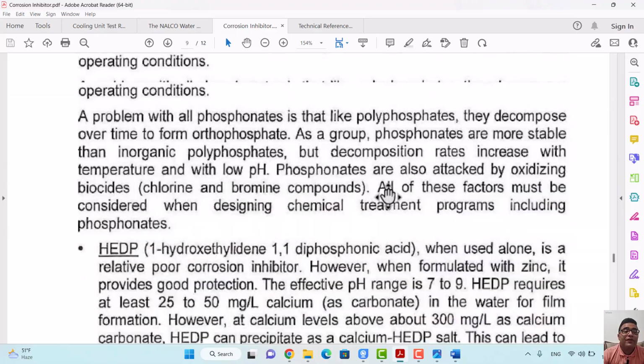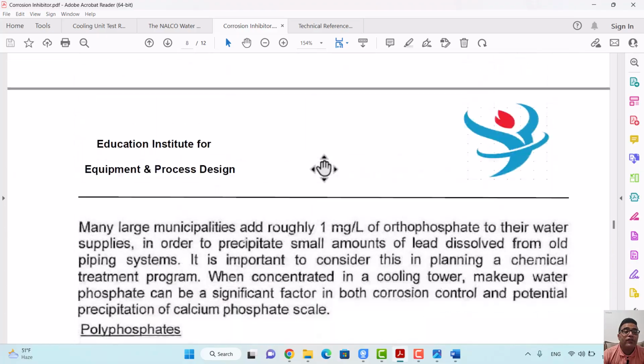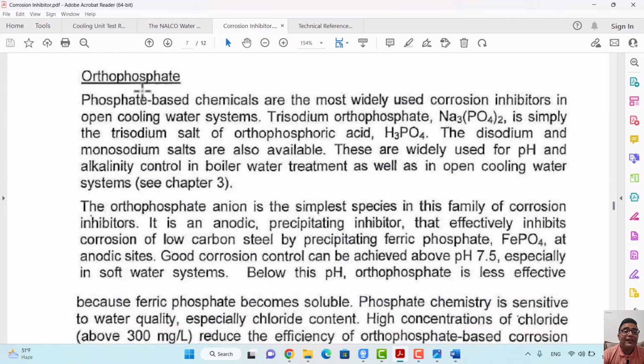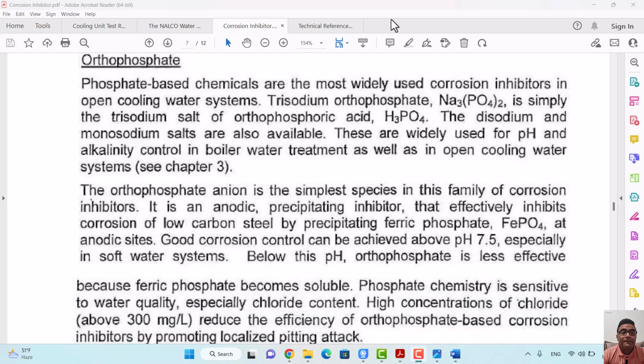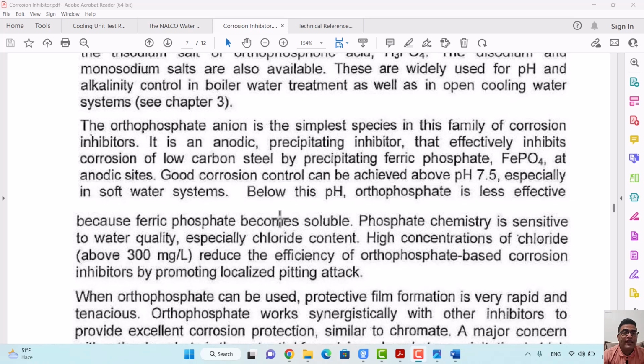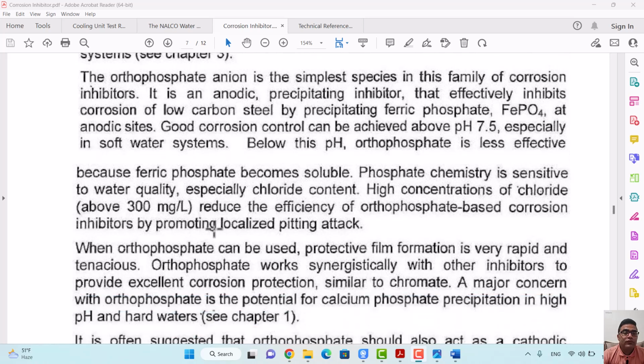Then we talked about orthophosphates, and we said that they are anodic precipitating inhibitors. They are also used in almost every corrosion inhibitor formula. And here we discussed some types of orthophosphate, and we said that a high amount of chloride content can impact their efficiency.